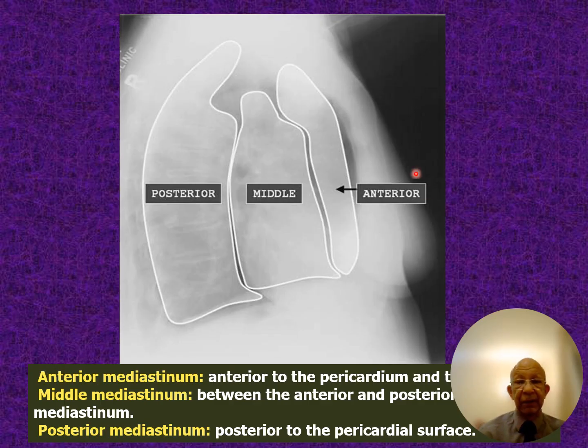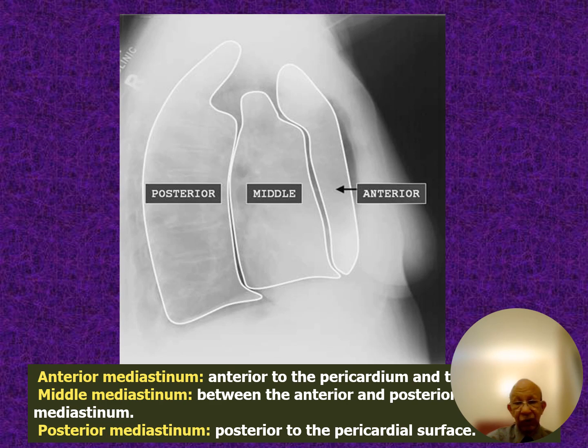Now, it's important to recognize on the X-ray that the mediastinum is usually divided into two parts, superior and inferior, and the inferior mediastinum has three components: anterior, middle, and posterior. The anterior mediastinum is anterior to the pericardium. The middle mediastinum is between the anterior and posterior mediastinum, and this includes the heart and major vessels in this area. And then the posterior mediastinum is posterior to the pericardial surface.